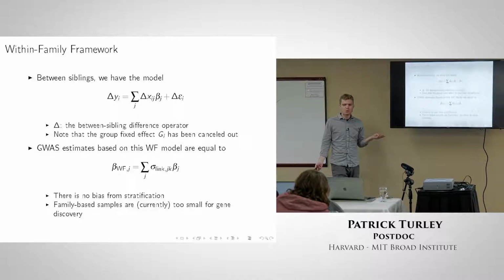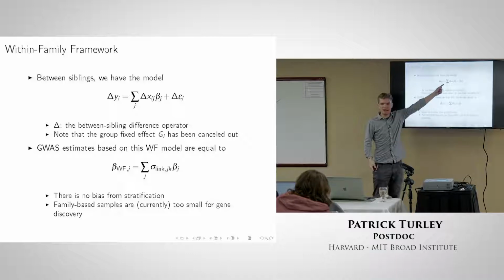Okay, so the first one is you can use within family data. Imagine that we have a sample of a bunch of siblings, and we randomly assign one to be sibling 1 and sibling 2, and we take the difference in the phenotypes of the siblings and the difference in the genotypes of the siblings. And so we're going to take our model that we had before, and we're just going to take sib differences, right?